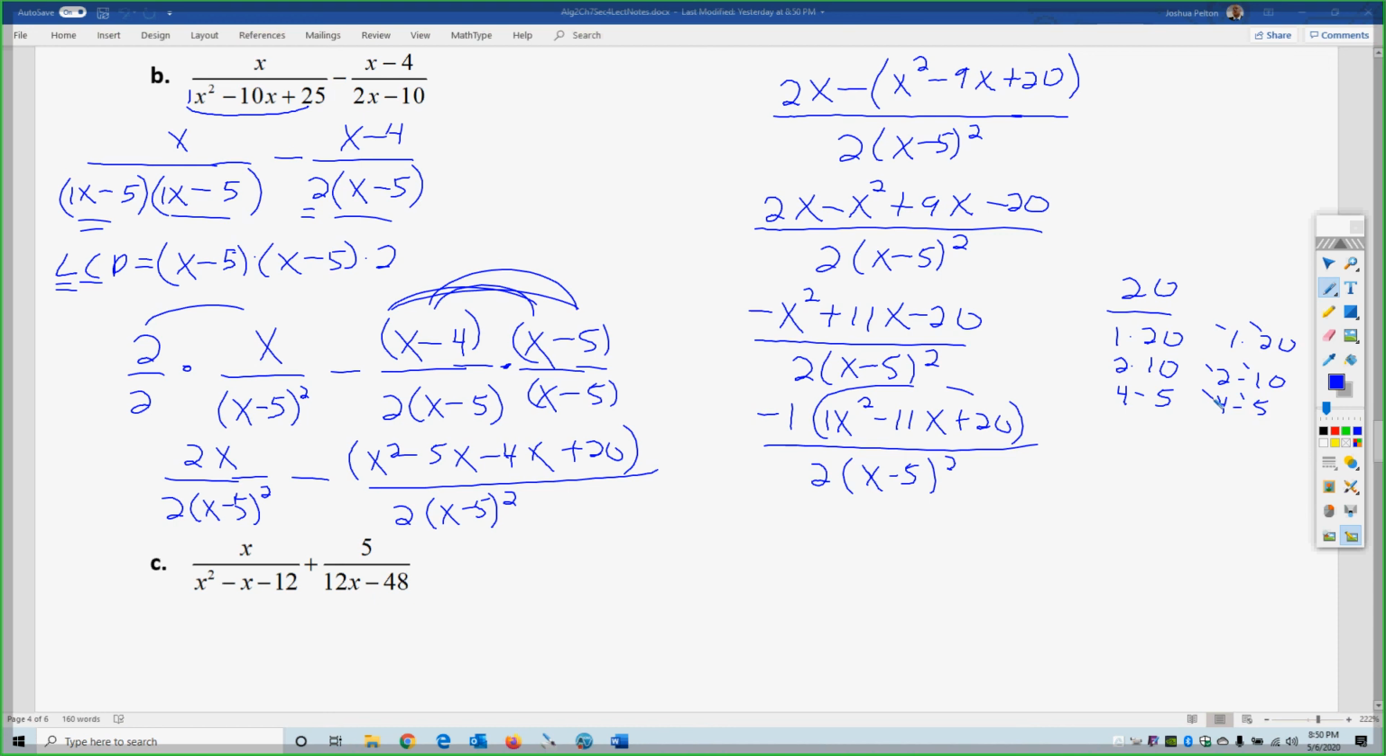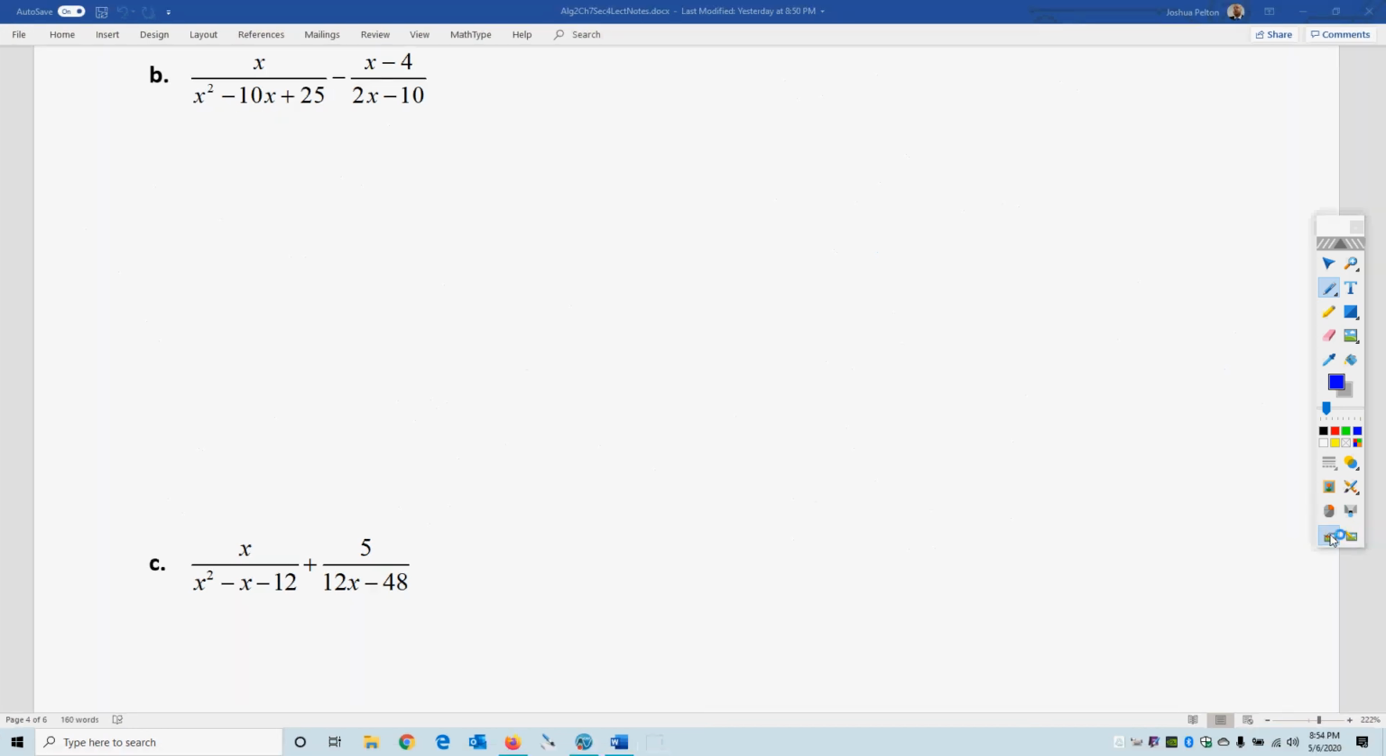So that is our simplified expression, where x cannot equal 5 in this case. Even though it's squared, it's just x minus 5 twice. That really doesn't matter. Okay, let's go to the last one on the student problem, C.